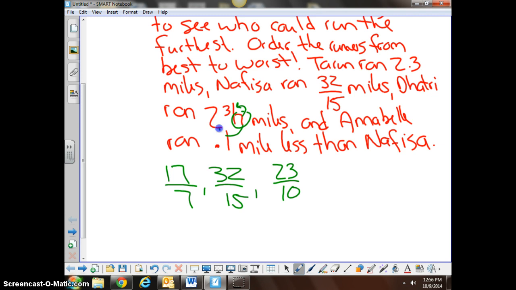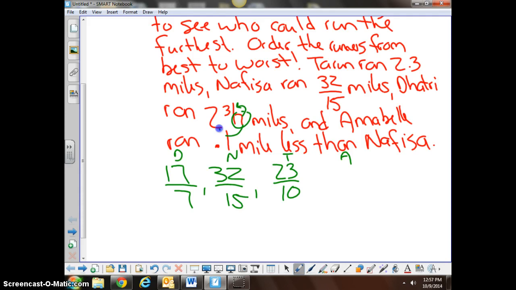The problem is Annabelle. We have her as 1/10 of a mile less than Nafisa. Again, who is 17/7? It's actually really important that we label these. This is Daughtry, so I'll use a D. 32/15 is Nafisa. 23/10 is Tarun. And right now we don't know Annabelle. We do know that she is 1/10 less than Nafisa. How would you calculate that? 32/15 is Nafisa, and she's 1/10 less.